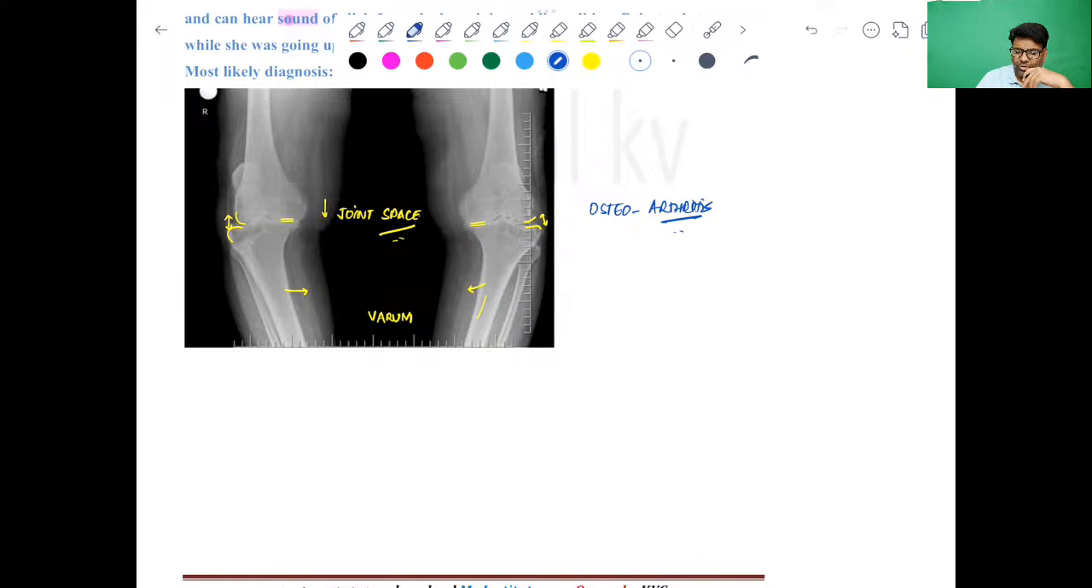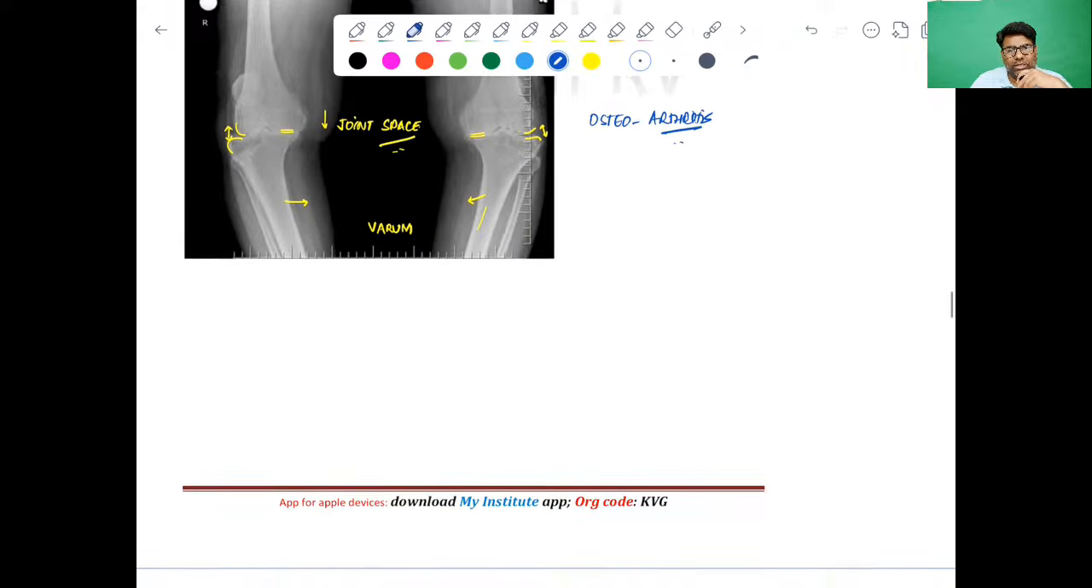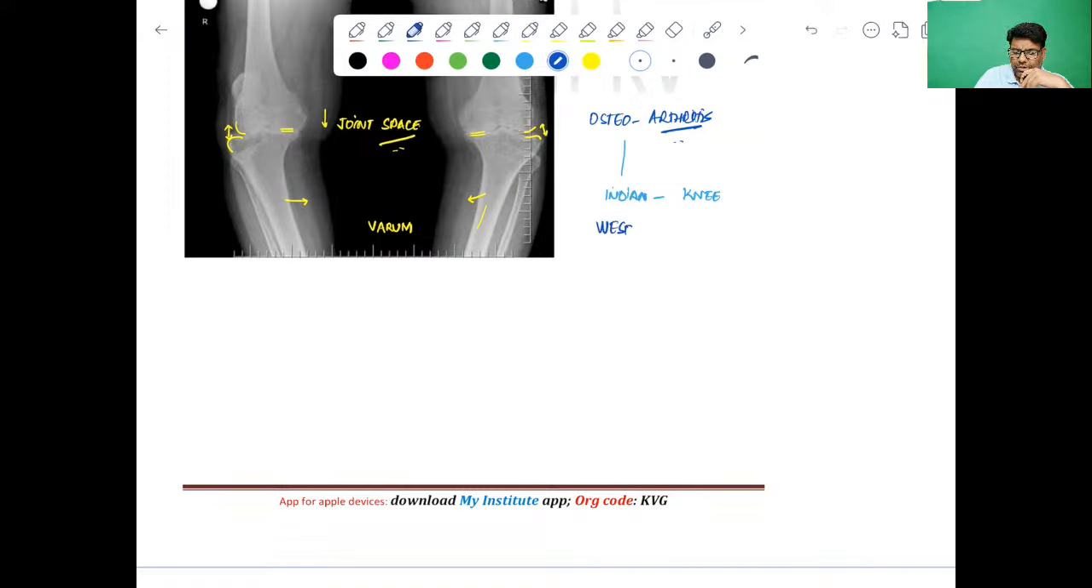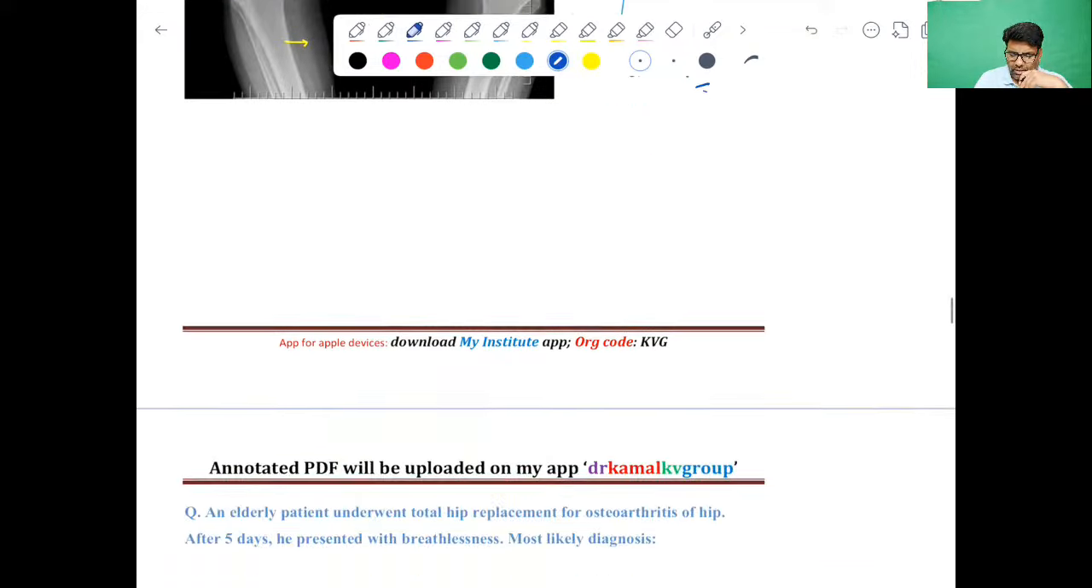So this is how you need to identify osteoarthritis, and in the Indian population it is very common. In the Indian population it usually affects the knee, whereas if we talk about the Western population, it usually affects the hip joint. Clear? So osteoarthritis.